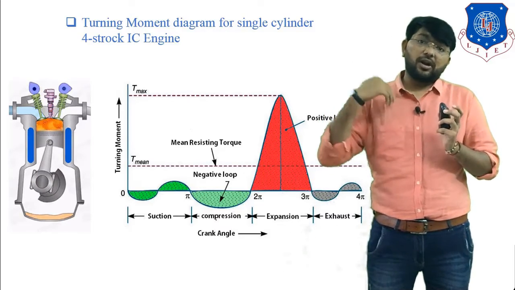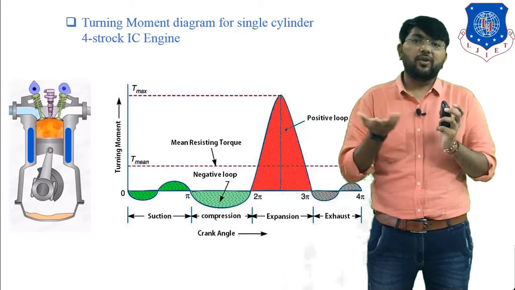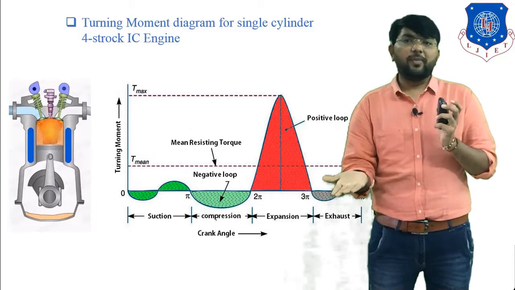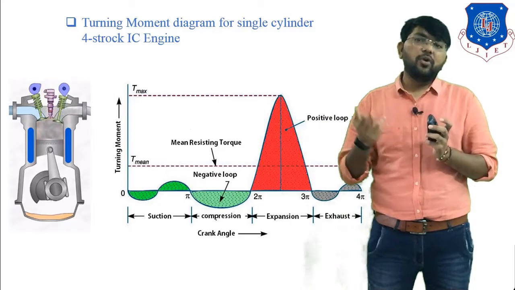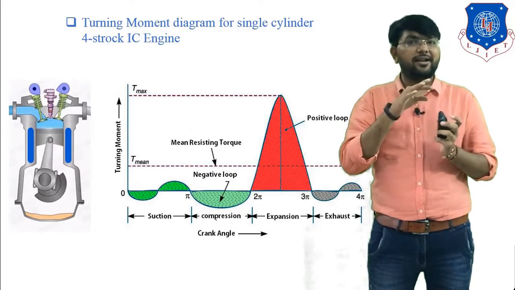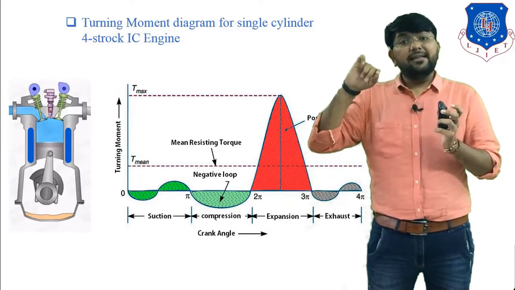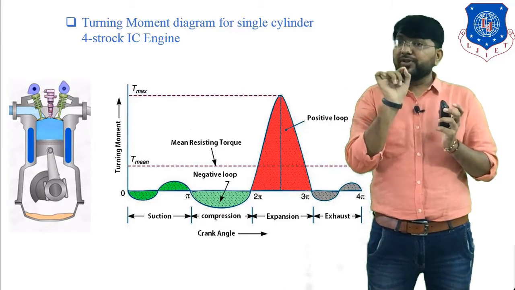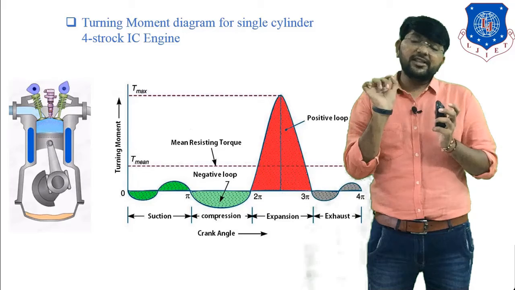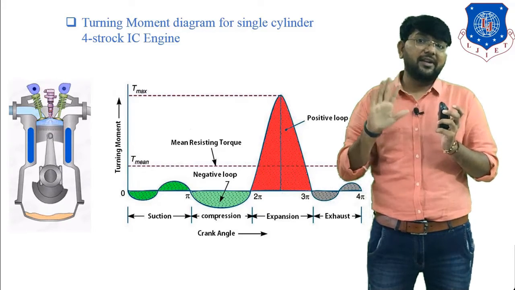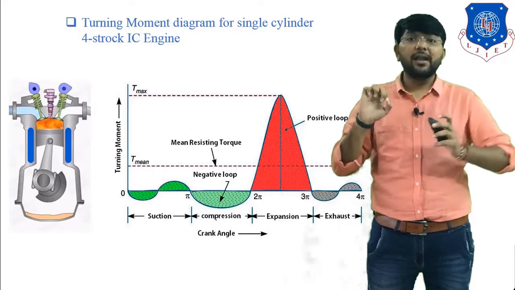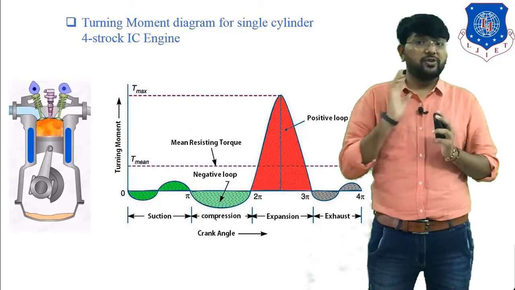The next stroke is the exhaust stroke. In the exhaust stroke, again we have to supply power for the piston to move from the bottom end side to the top end side and remove the exhaust gases from inside the cylinder. This process is also known as the scavenging process. But at the end of the exhaust stroke, a minor positive loop also appears. This minor positive loop indicates that the flywheel gains some power at the end of the exhaust stroke.